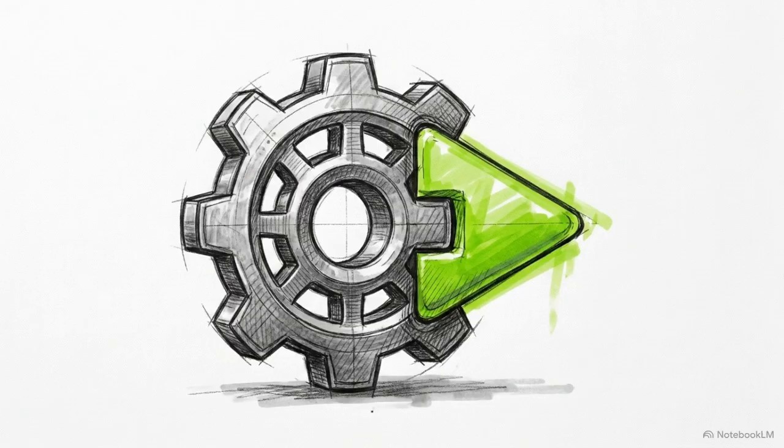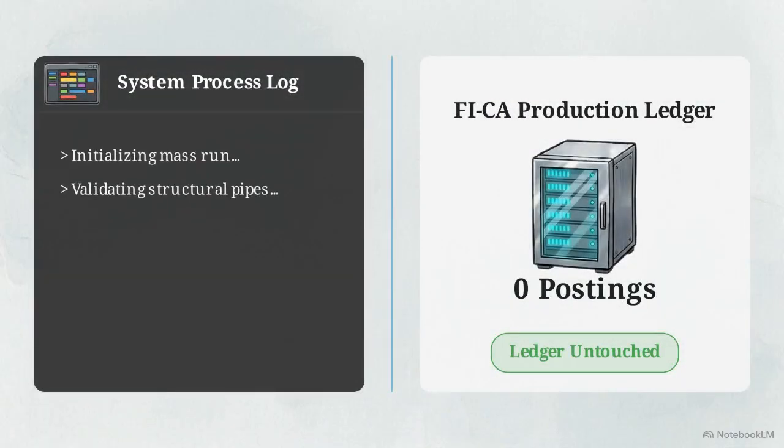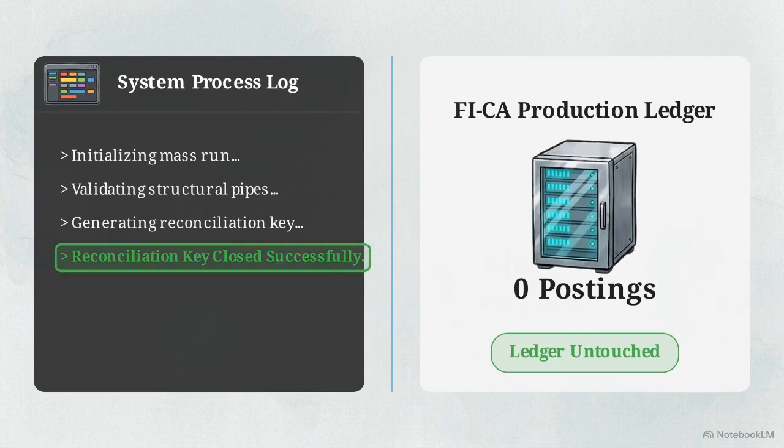Select the Schedule Program Run icon and set the job to deploy immediately in the background. Monitor the status until it confirms completion, then navigate to the application log to review the outcome. You will see that SAP still generates and safely closes a real reconciliation key in the background. This proves the structural consistency of the process, while leaving the actual production ledger untouched.